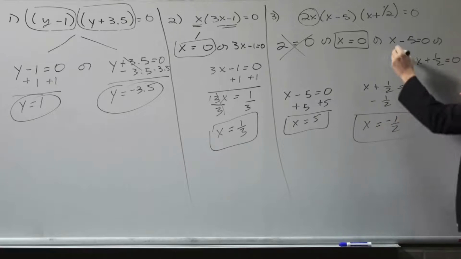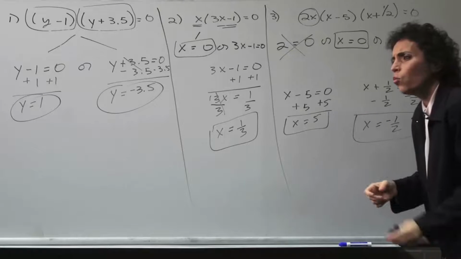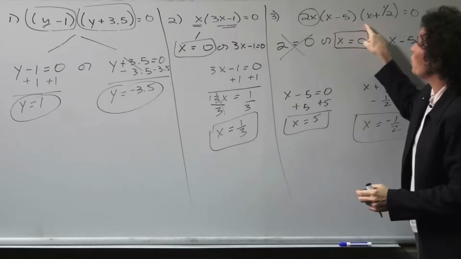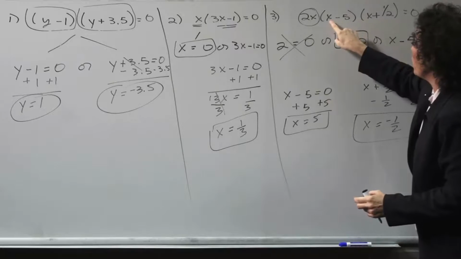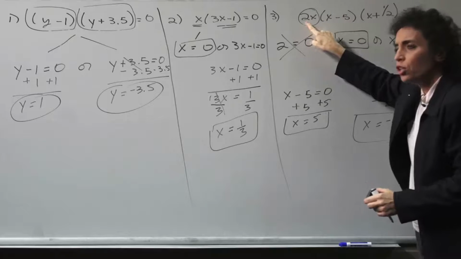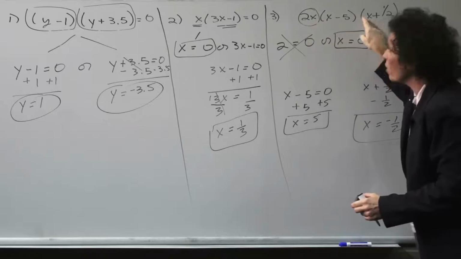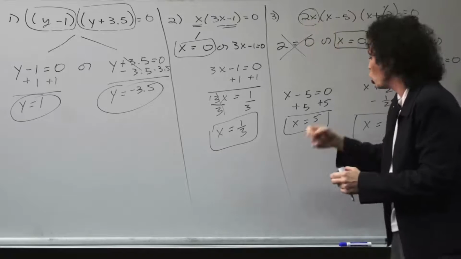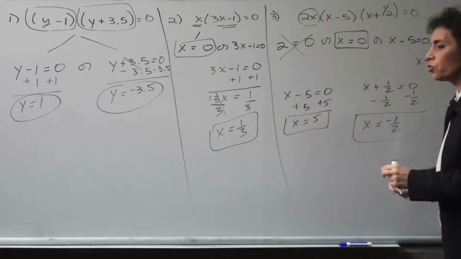Think about how many solutions we have. We have 1, 2, 3 solutions. Uh-oh. Why did we get 3? We got 3 because this would be a cubic equation if we multiplied this, because x times x would be x squared, times 2x would be 2x cubed. So it's a cubic equation, which means we get 3 solutions.